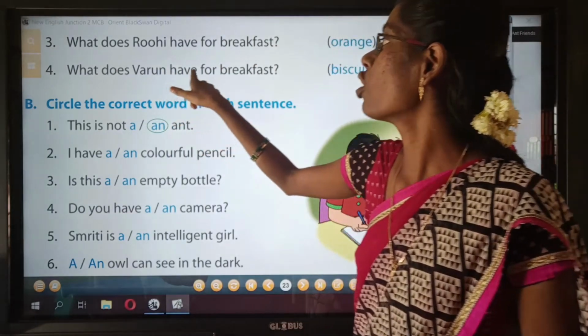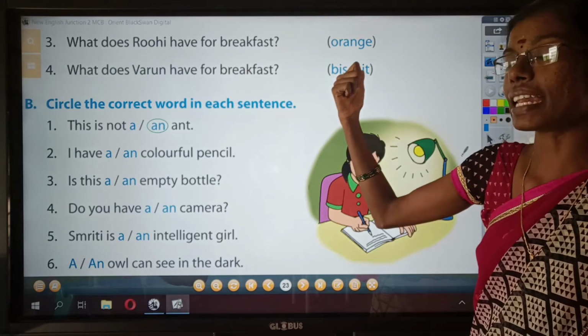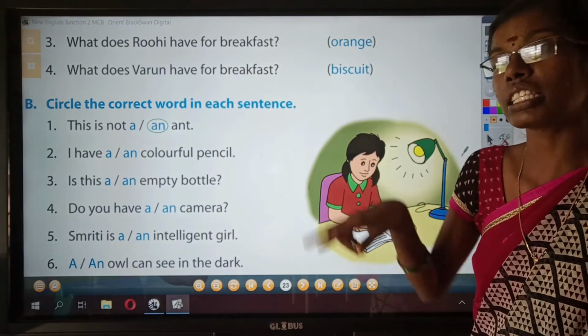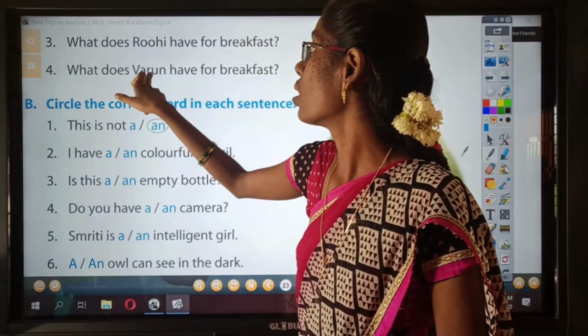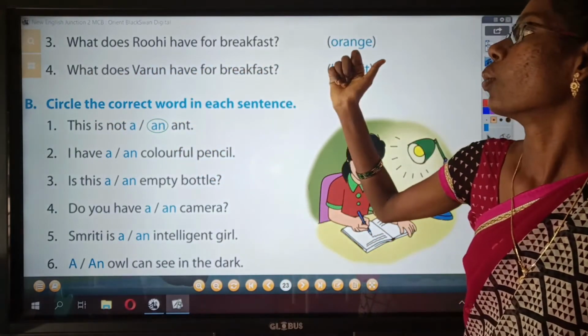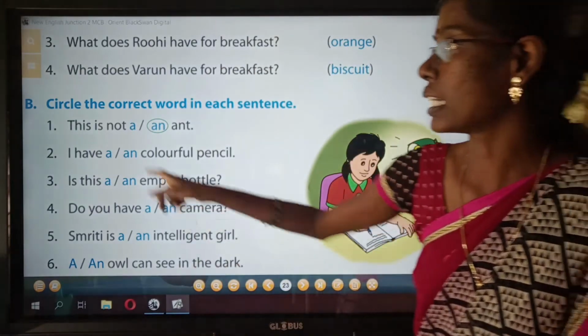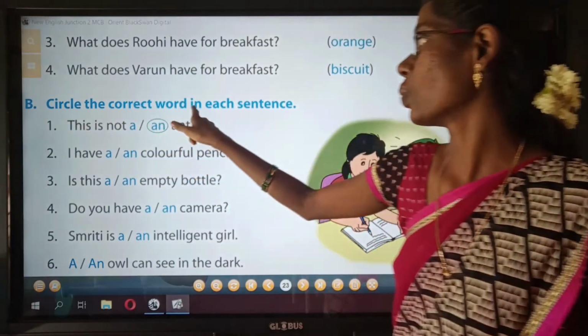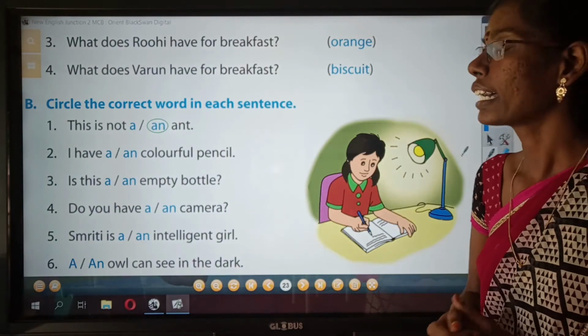What does Varun have for breakfast? The clue is biscuit. Biscuit is starting with a consonant. So before a consonant, what will we use? We will use a. Varun has a biscuit for breakfast. Next question. Circle the correct word in each sentence. So what are we going to do? We are going to circle the correct answer.